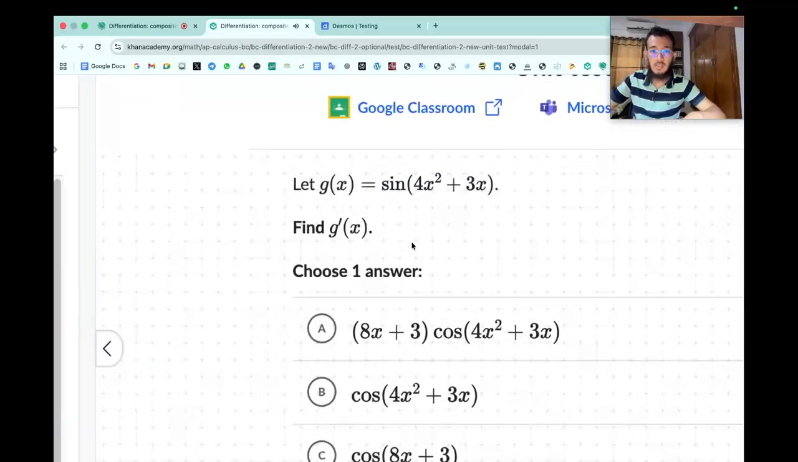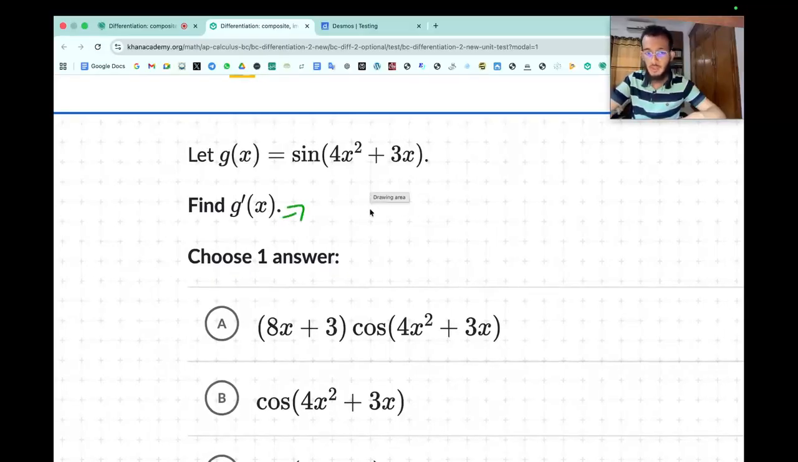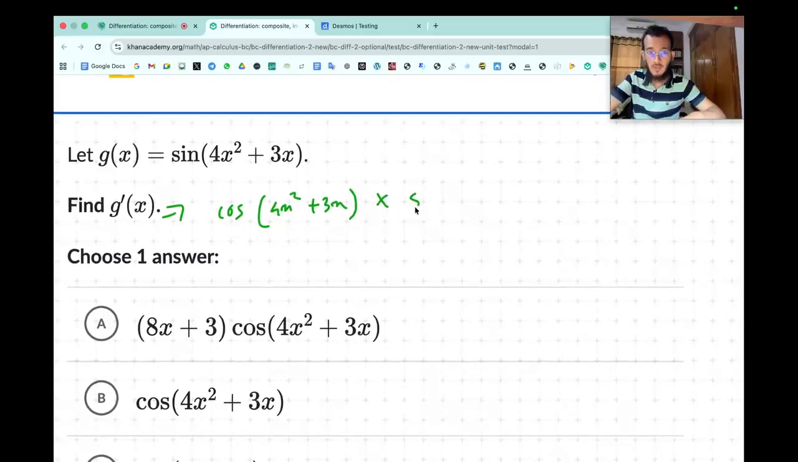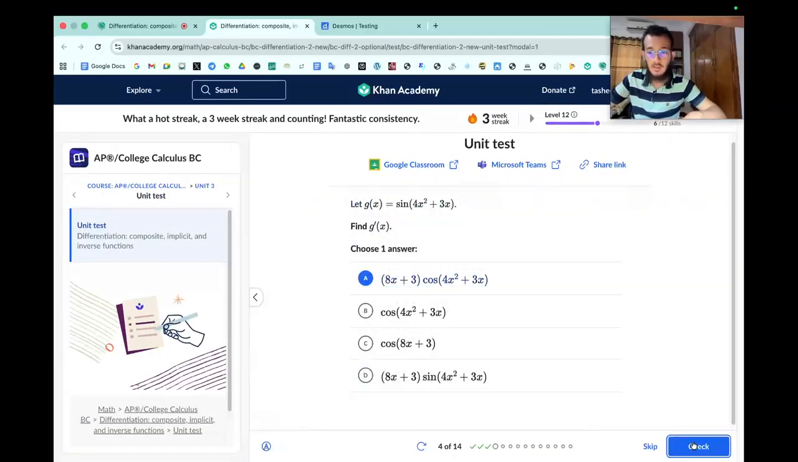Okay, so let g(x) equal sine of 4x squared plus 3x. What is the differentiation of g(x), which is g prime x? So sine can be written as cos of 4x squared plus 3x when we differentiate it, and we differentiate the bracket, which is 8x plus 3. So 8x plus 3 times cos of 4x squared plus 3x is our answer.